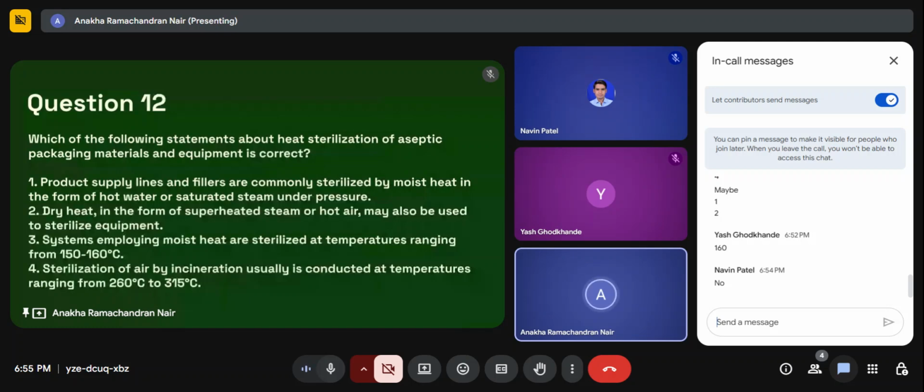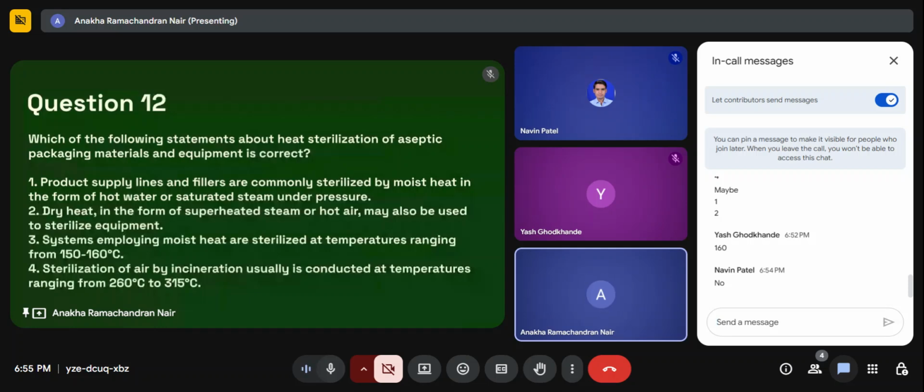Alright, I'm not seeing an answer. So maybe let's move on to see what the answer is. So for sterilization of aseptic packaging material and equipment, product supply lines and fillers are commonly sterilized by moist heat.